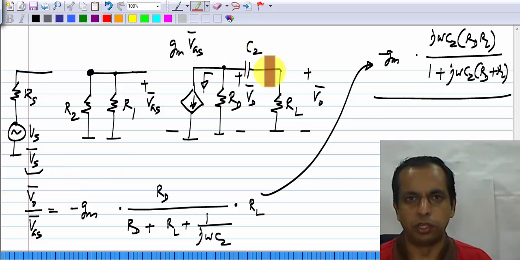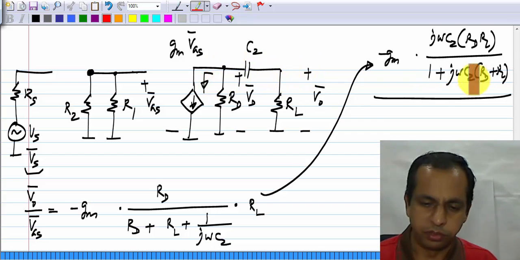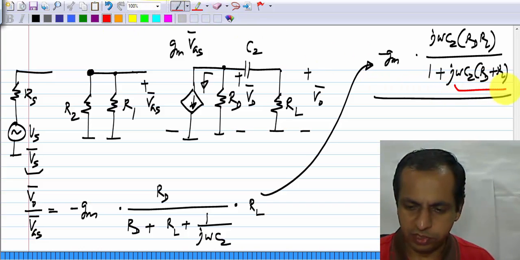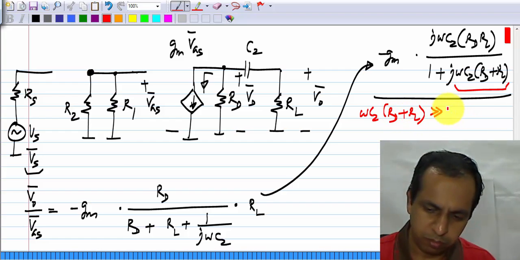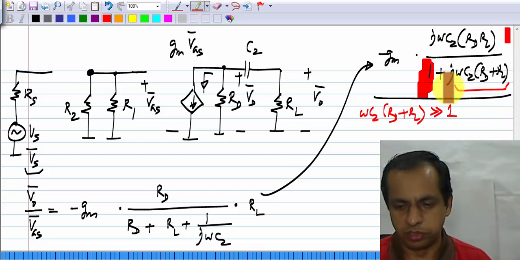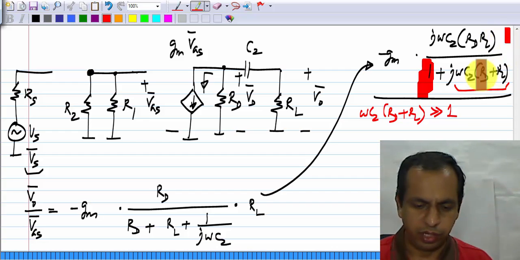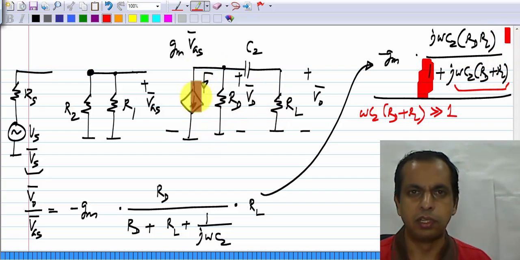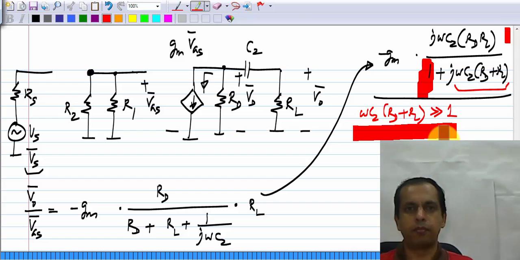When we say C2 must behave like a short, what we mean is this value of V naught must be the same whether we have this capacitance C2 here or we have a short circuit. And you see that if this number omega C2 times RD plus RL is much greater than 1, then you can neglect this 1 here, because this imaginary part has much greater magnitude, and then this J omega C2 will cancel off. What will we get? RD RL by RD plus RL, that is RD and RL appear in parallel across this controlled current source. So, this is the condition that we need.